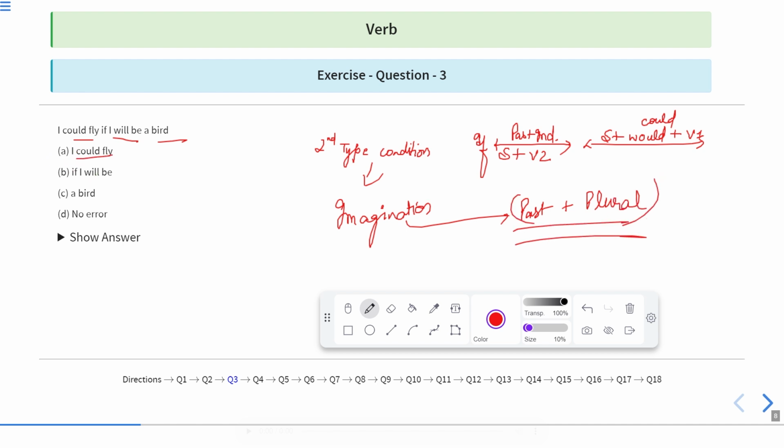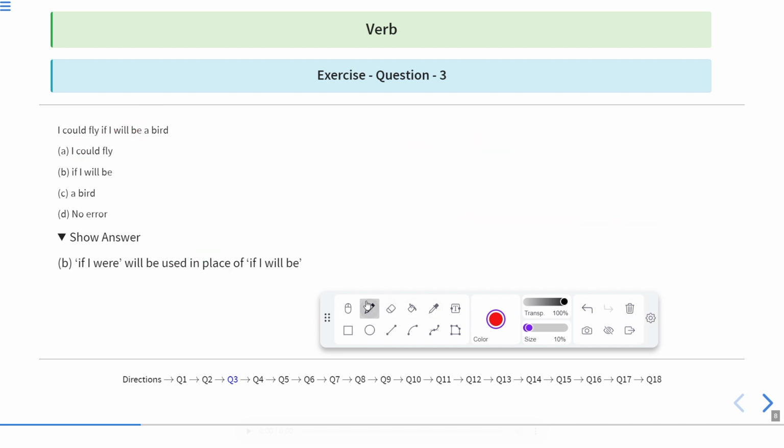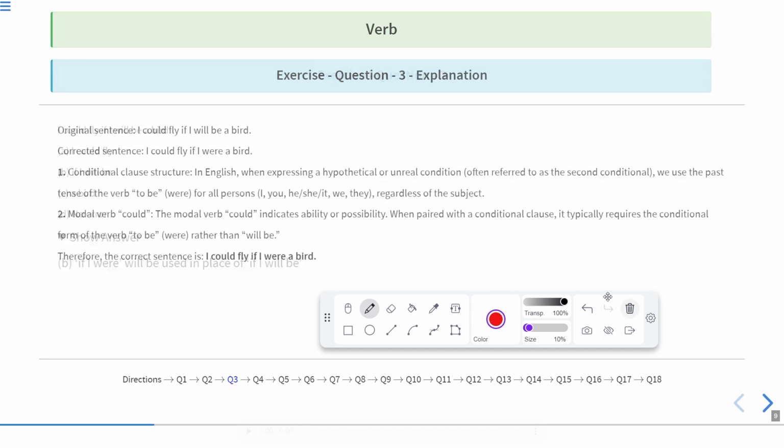Now here, I could fly if. After if, we can only have past indefinite tense, also past plural form, because this is just an imagination. So here were will come in place of will be. One more thing is that if here we had he, then also we should have written were. Why so? Because we can only write past plus plural form. So here the correct sentence will be: I could fly if I were a bird. So here the answer is: if I were will be used in place of if I will be. And the explanation, let us see the explanation.